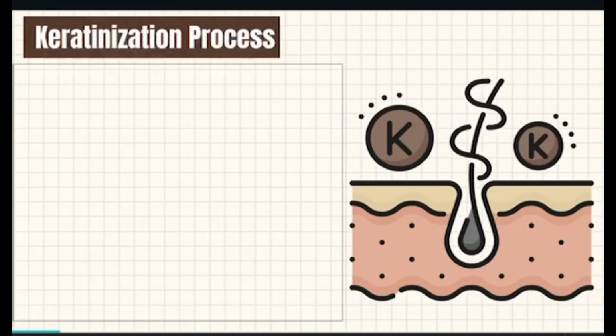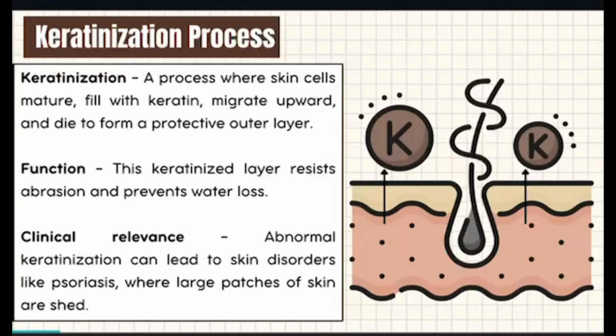And we have here the keratinization process. This is the process when skin cells grow, move up to the top layer of the skin, fill with keratin, and then die. These dead cells form a tough layer that protects our skin. For example, when your skin peels after a sunburn, the dead skin coming off are cells that went through the keratinization process to protect you.